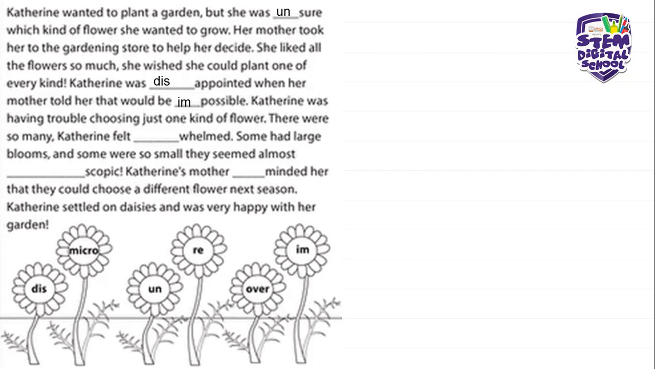Catherine was having trouble choosing just one kind of flower. There were so many. Catherine felt overwhelmed. Some had large blooms and some were so small they seemed almost microscopic. Catherine's mother reminded her that they could choose a different flower next season. Catherine settled on daisies and was very happy with her garden.